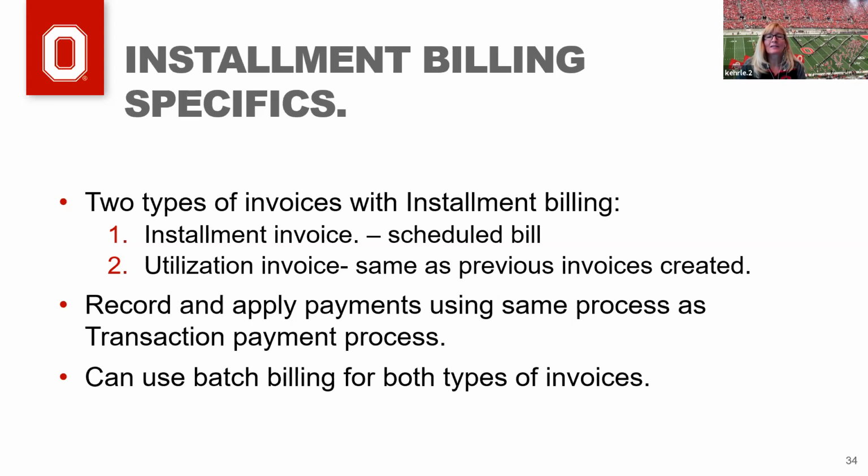It's the same process as the previous invoices that we have shown. And basically it utilizes those expenses that have posted on the grant. And the utilization of an installment invoice can occur regardless of whether the sponsor has paid it or not, as long as that installment line has not been fully utilized. We will use batch billing for both creating the installment invoice and the utilization invoices. So those will be part of our scheduled batches.